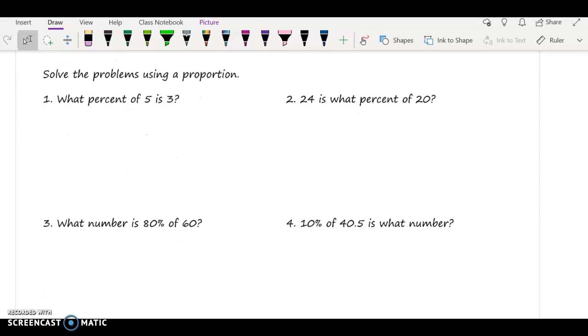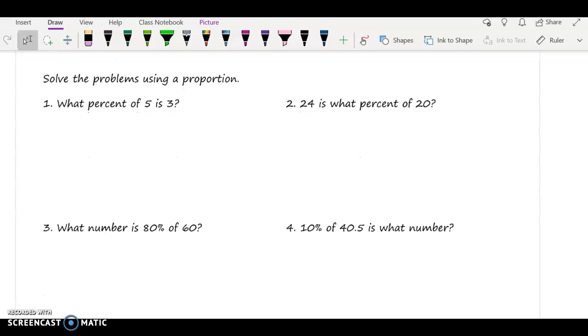Okay, so we are going to solve the practice problems, and it says solve using proportions. You are also welcome to solve using the equations method. Either way, you'll get the exact same answer. So I'm actually going to go back and forth between the equations method and the proportions method, just so you can see that no matter what, you get the exact same answer.